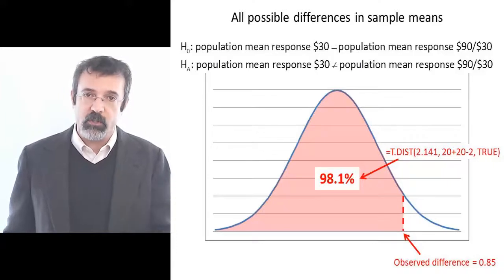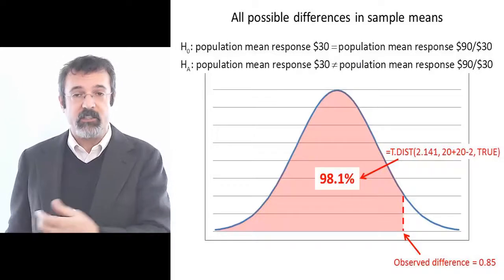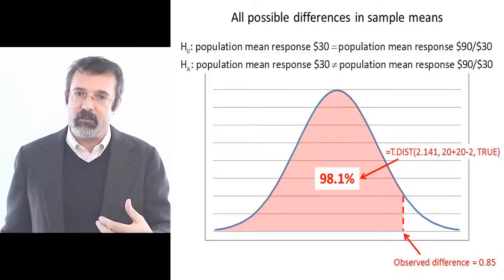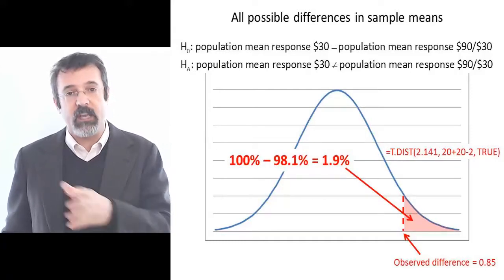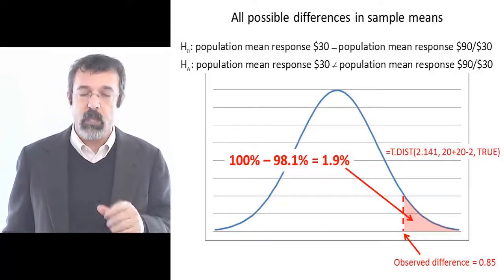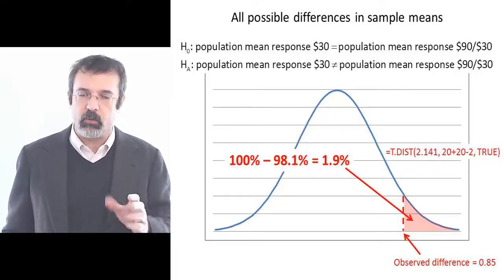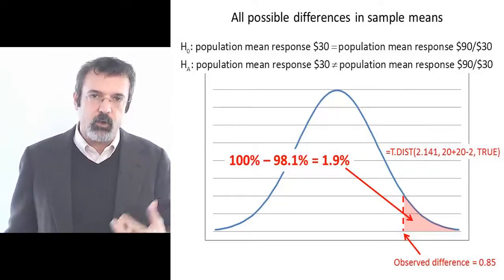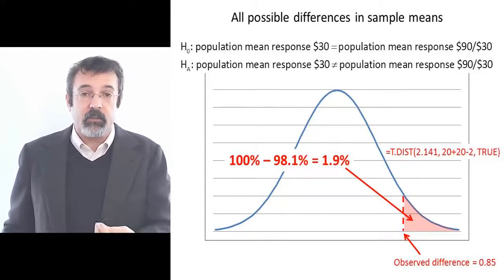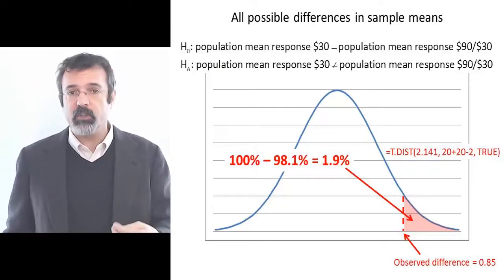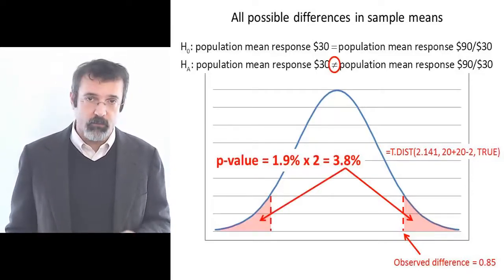Our alternative hypothesis is that the two population means are not equal. So what we're concerned about is this area from the difference we observed toward the tail, that is, to the right. Excel's function has given us the area to the left. So 1 minus what Excel has given us gives us the area to the right, or 1.9%. Because our alternative hypothesis is that the population means are not equal, we're concerned with the likelihood of the observed difference deviating from 0, either to the right or to the left. So we multiply our area of 1.9% by 2 to get the p-value of 3.8%.